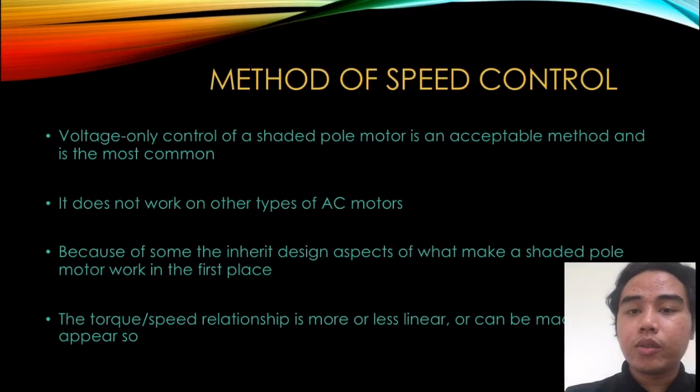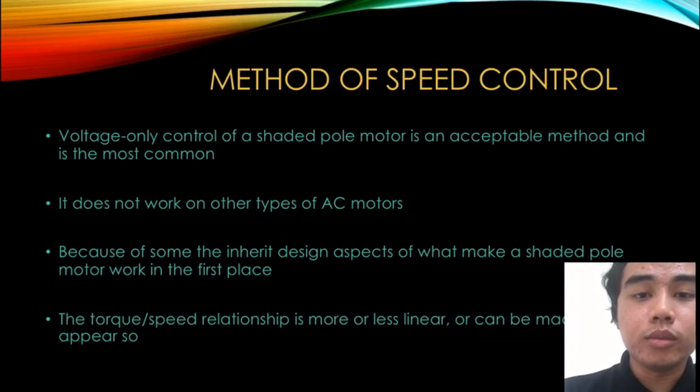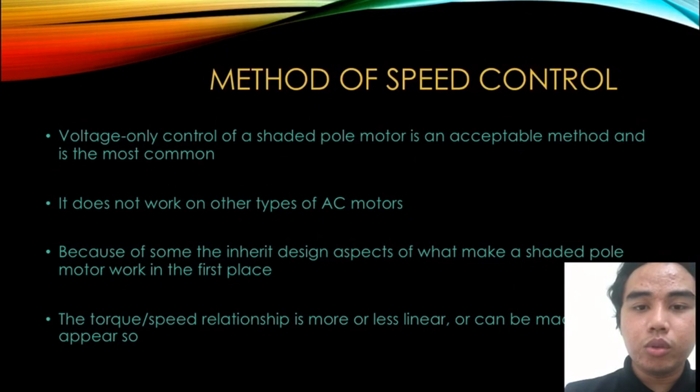For the method of speed control, voltage only control of a shaded pole motor is an acceptable method and is the most common. It does not work on other types of AC motors because of some design aspects of what makes a shaded pole motor work in the first place.